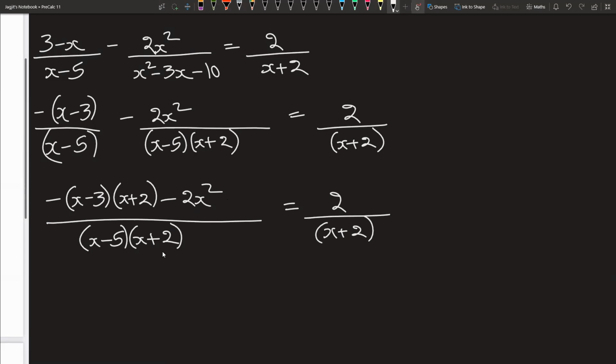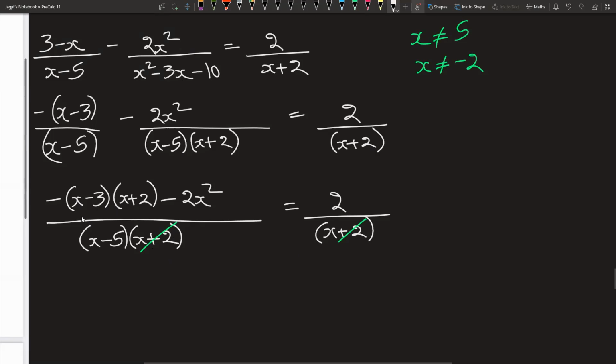Okay, then what's going to happen is write the non-permissibles. For x minus 5, you would say x cannot be equal to 5. For x plus 2, you would say x cannot be equal to minus 2. And guys, look at this. I have x plus 2 on both sides. So that will get canceled. Okay, and what do we do next? Okay, let's simplify the top.